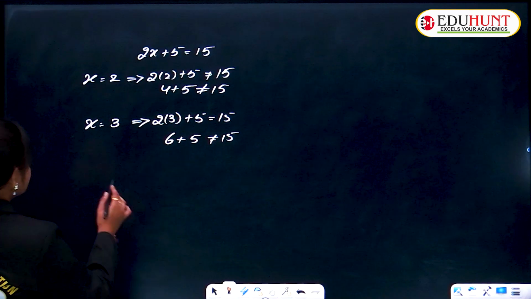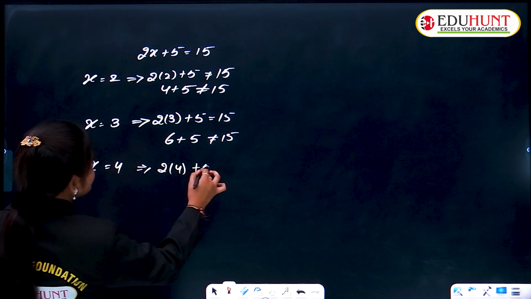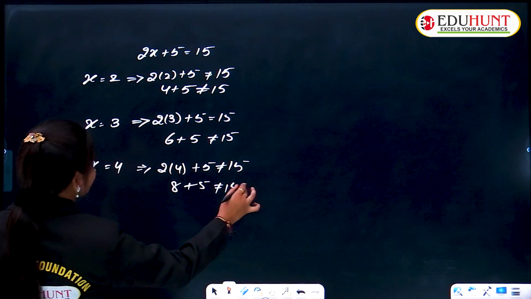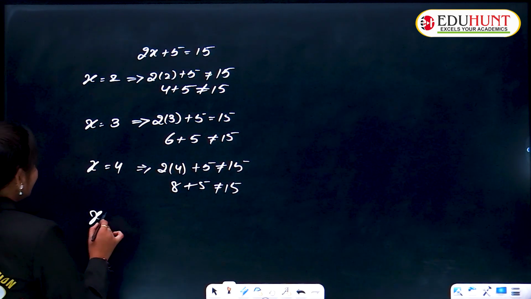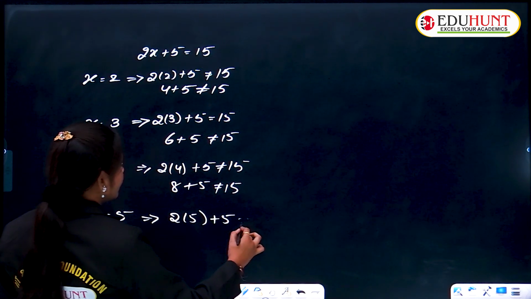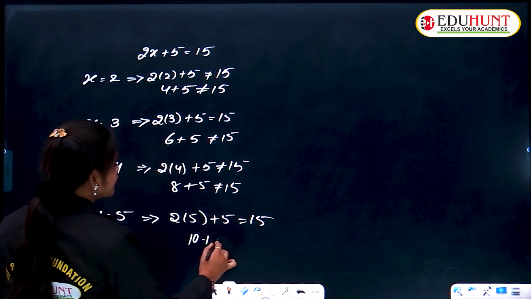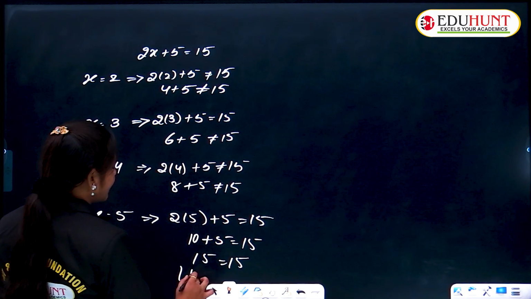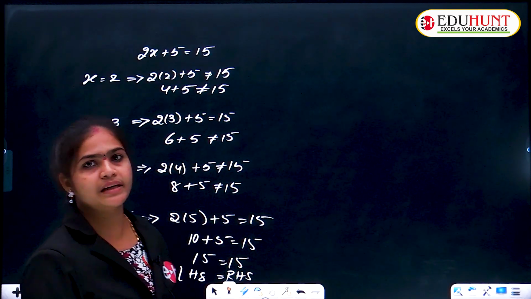Next, x is equal to 4. Does it satisfy? Of course not, because 8 plus 5 is 13, not 15. And now x is equal to 5. Then 2 into 5 plus 5: 2 fives are 10, plus 5 is equal to 15. Yes, 15 is equal to 15. LHS is equal to RHS.